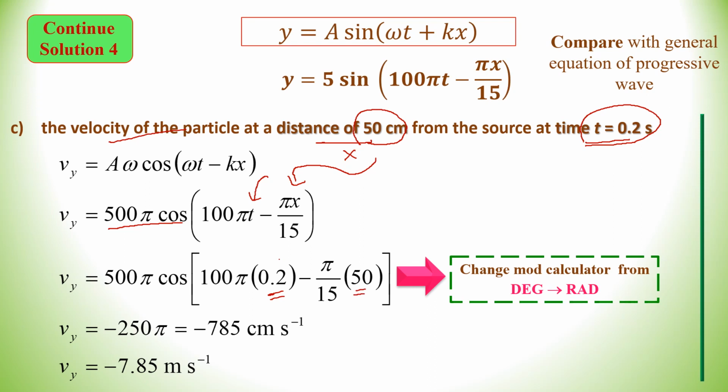Now change your calculator mode from degree to radian. In this bracket, make sure when you use your calculator, your mode is in radian. So you get the answer negative 250 pi, which equals negative 785 centimeter per second, or converted to SI unit, negative 7.85 meter per second.